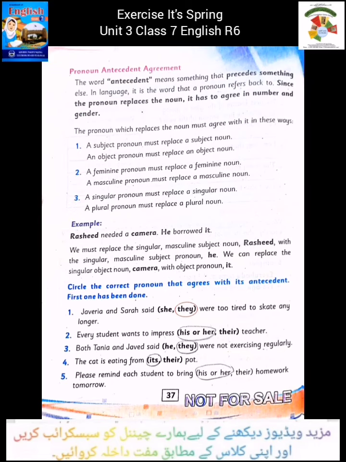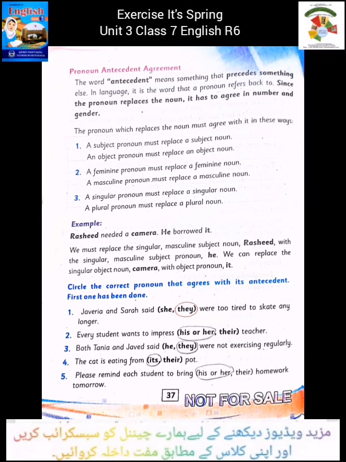Pronoun antecedent agreement. The word antecedent means something that precedes something else. In language, it is the word that a pronoun refers back to. Since the pronoun replaces the noun, it has to agree in number and gender. So it means that the nouns being discussed are referring to something that has been done in the past. So when we change that into pronouns, it is pronoun antecedent agreement.